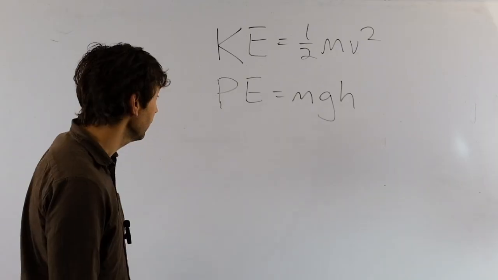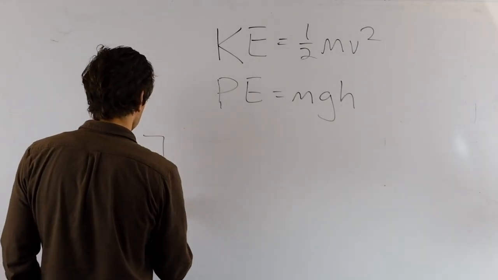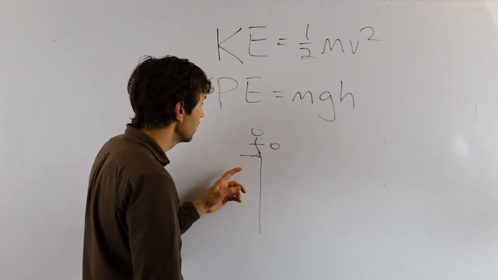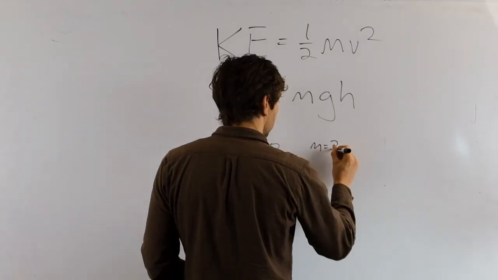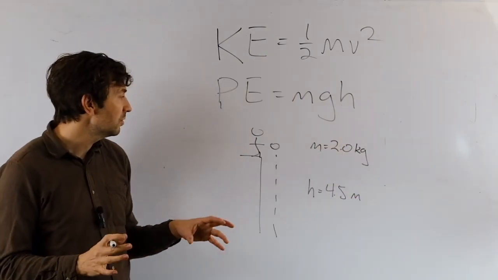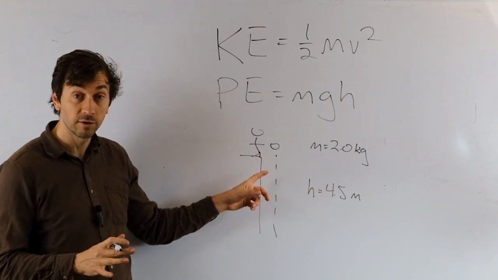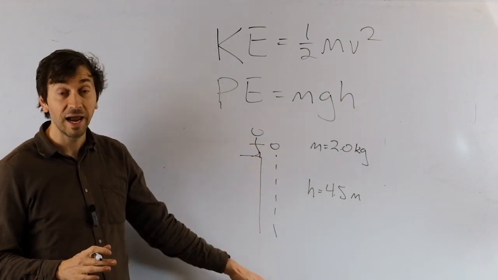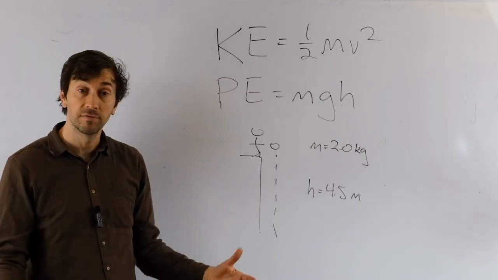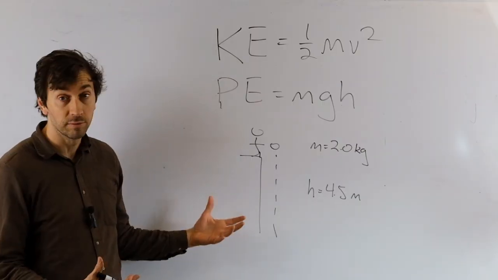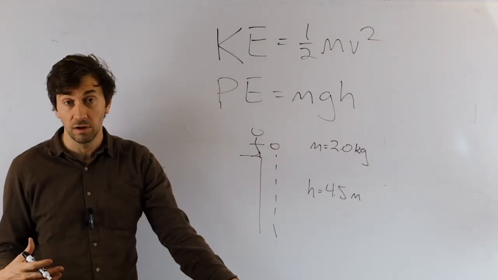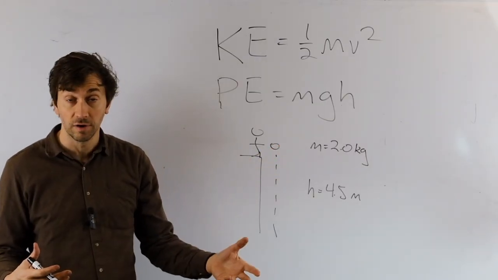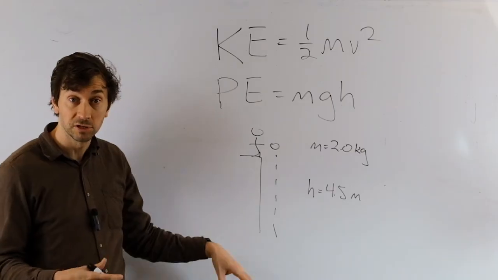So we can calculate that. Let's imagine there's a guy holding a ball. So he's holding a ball of mass 2 kilograms and it's at a height of 4.5 meters above the ground. So those are the numbers. He's just holding the ball over a cliff. It could fall. It's not yet falling. So right now it has potential energy.